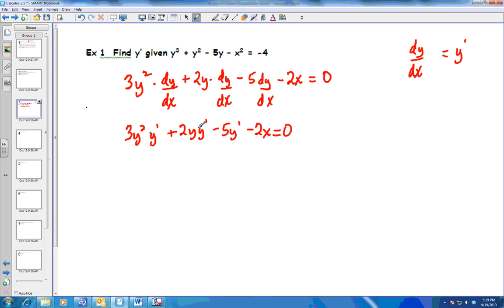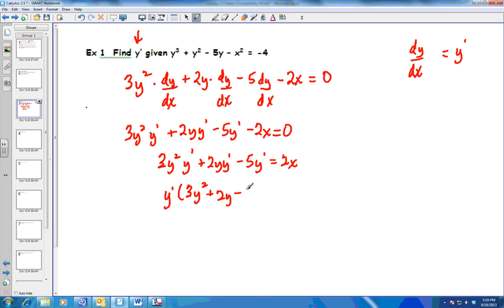So this is going to stay, this is going to stay, this is going to stay. I need to move this over. So I have 3y squared y prime plus 2y y prime minus 5y prime equals 2x. Now if I'm solving for y prime, because that's what it told me to, each one of these has a y prime, so I'm going to factor out a y prime. So when I do that, I have 3y squared plus 2y minus 5 equals 2x.